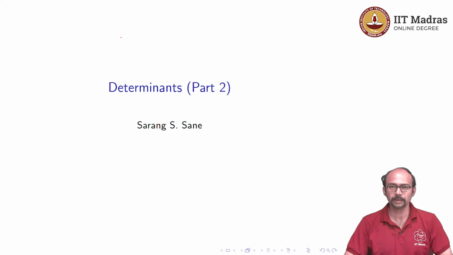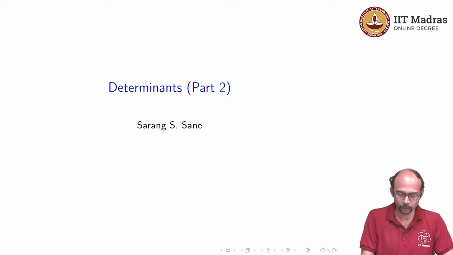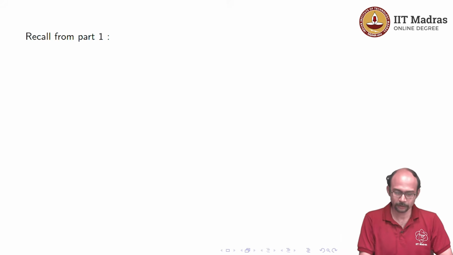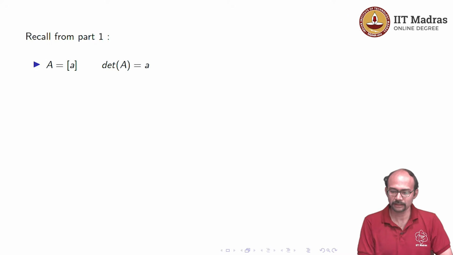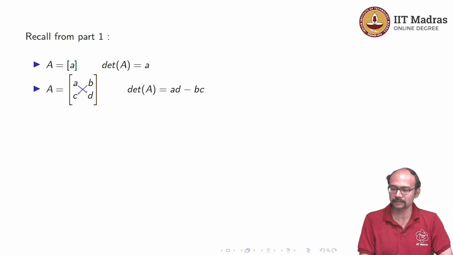Today's video is on determinants. This is the second part of the videos on determinants. So let's recall first what we did in part 1. Recall from part 1 that we defined the determinant of a 1 by 1 matrix. If A is the singleton A, then the determinant of A is just that number A. If A is the 2 by 2 matrix A, B, C, D, then the determinant of A is AD minus BC. You multiply the diagonal terms and subtract out the off diagonal terms.